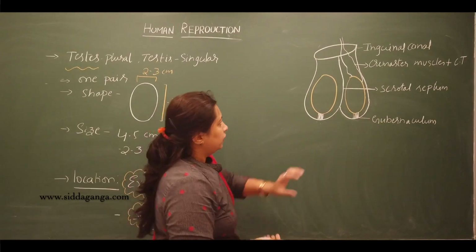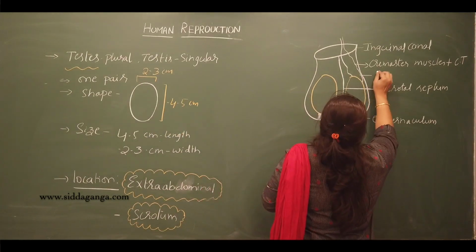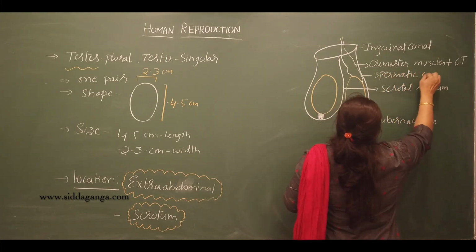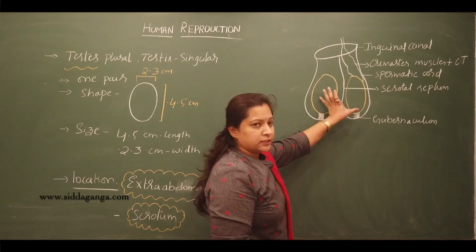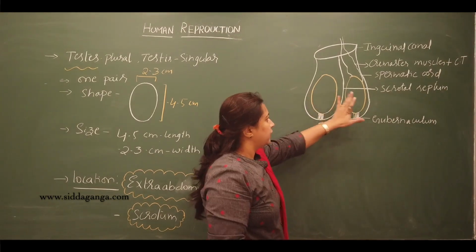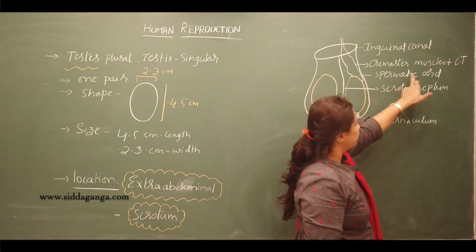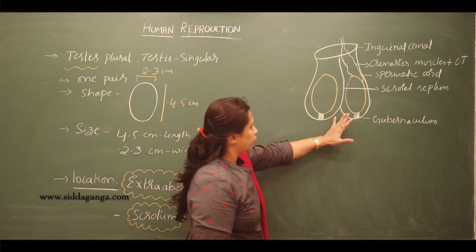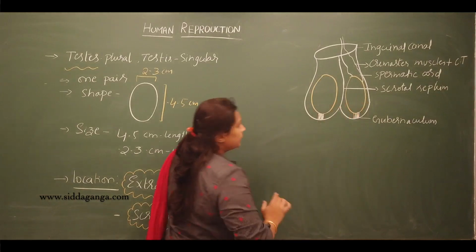Okay, so the spermatic cord. The spermatic cord, along with the gubernaculum, helps in holding the testis in position. Both the testes are held in position with the help of the gubernaculum as well as the spermatic cord. This is the scrotum, and the two testes are present in the scrotal sacs.